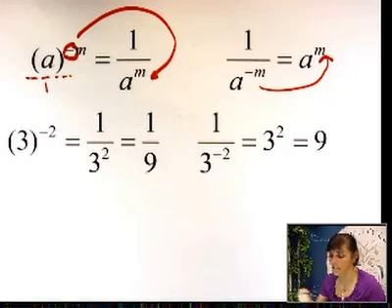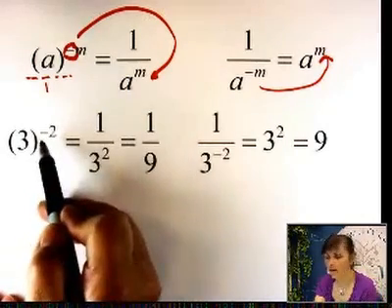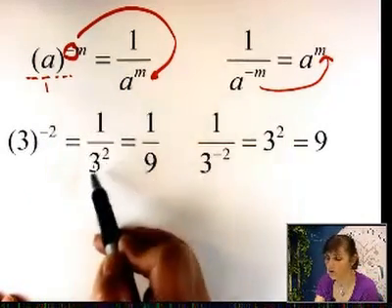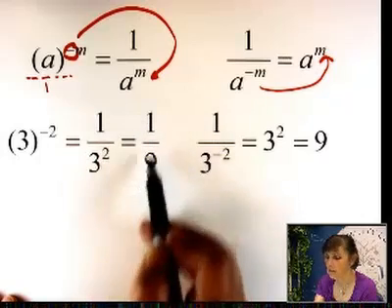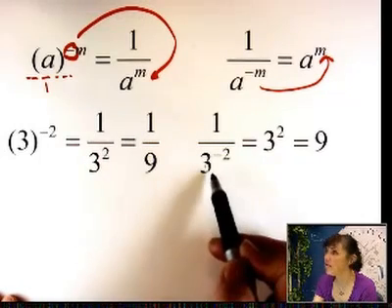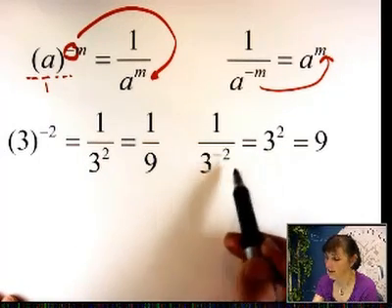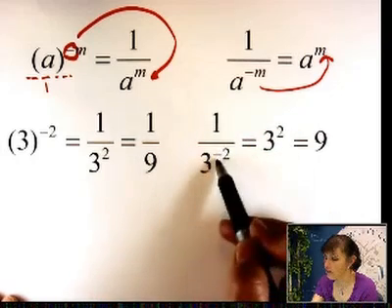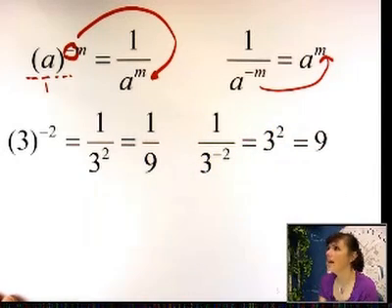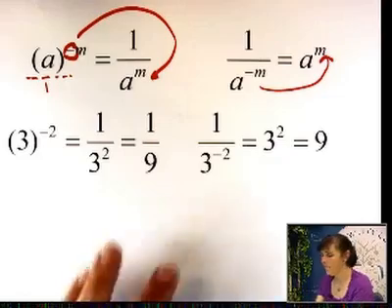So what does this mean? 3 to the negative 2 power. That means 1 over 3 squared, which is 1 over 9. Well, what happens if it's in the denominator? That jumps up, 3 squared, so this negative became positive, and that's 9. So remember that.